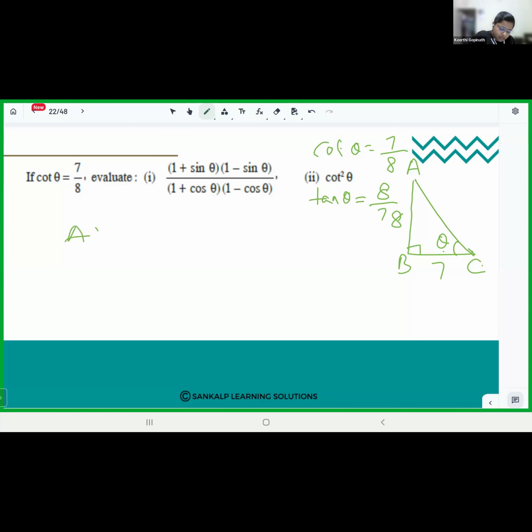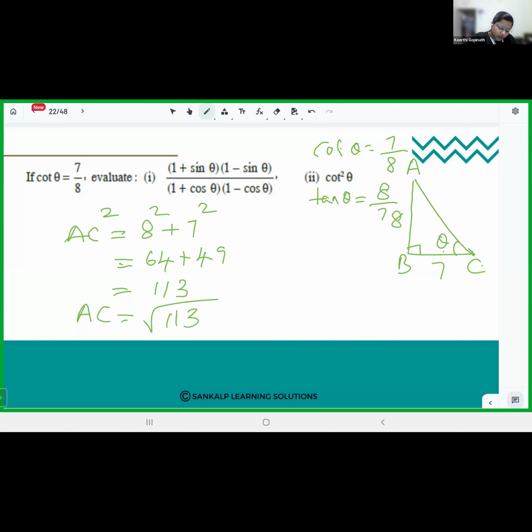So AC square is equal to nothing but 8 square plus 7 square. So that is equal to 64 plus 49. That is equal to 113. Now what we have to do? We have to obtain AC. AC is equal to root of 113.